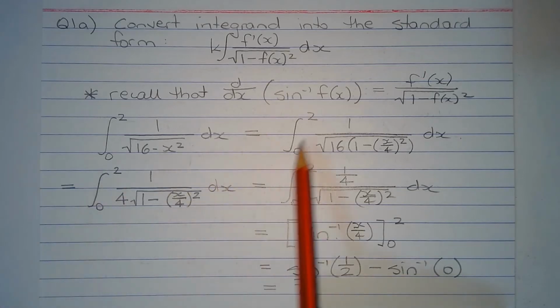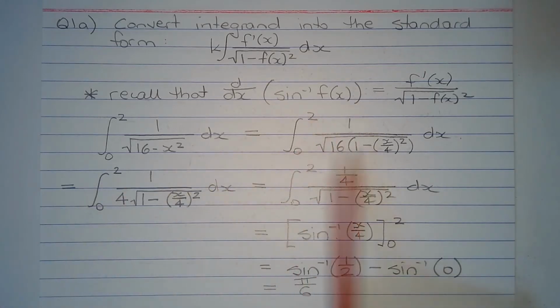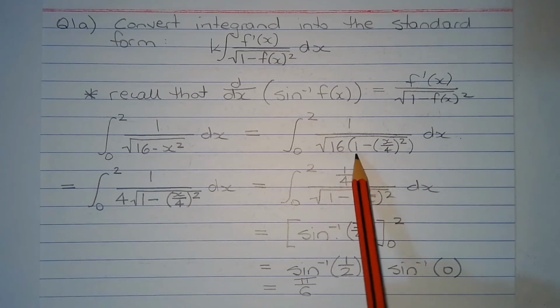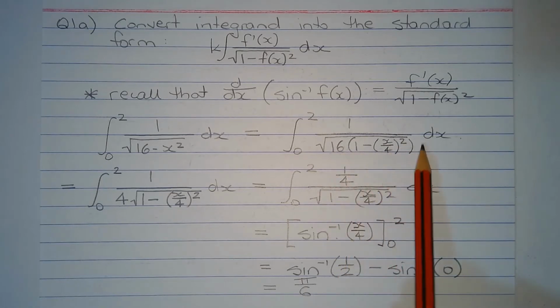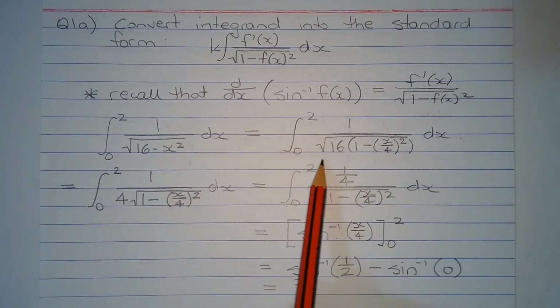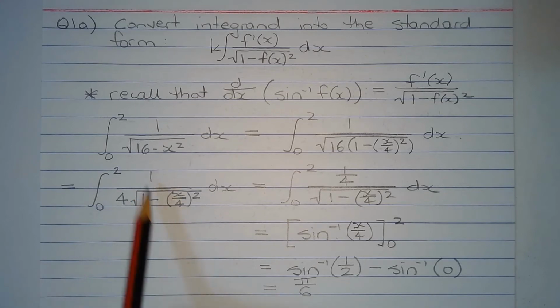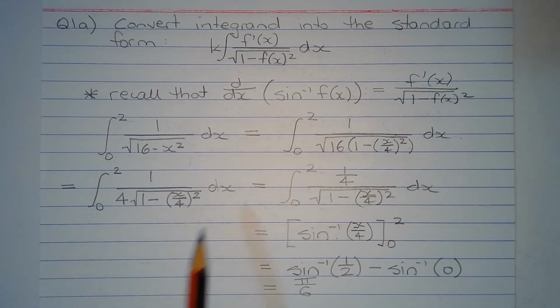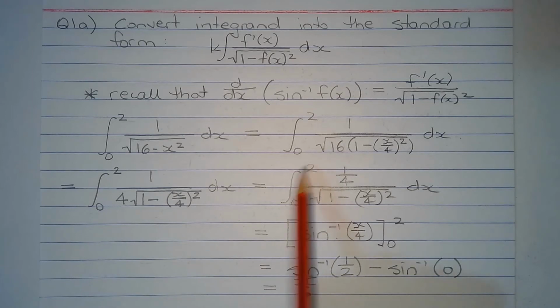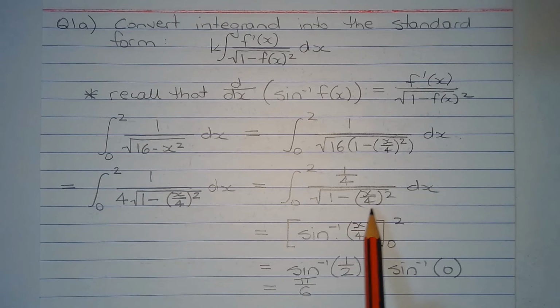In doing so, we get the integral from x equals 0 to x equals 2 of 1 over the square root of 16 multiplied by 1 minus x over 4 all squared. Notice that's in brackets. Now the 16 can be taken outside of the surd, so notice it's a convenient square number. And we get the integral from x equals 0 to x equals 2 of 1 over 4 times the square root of 1 minus x over 4 squared dx, which equals the integral from x equals 0 to x equals 2 of 1/4 over the square root of 1 minus x over 4 squared dx.